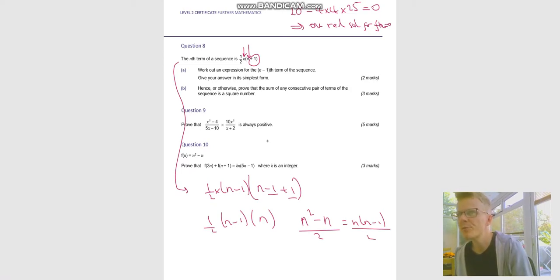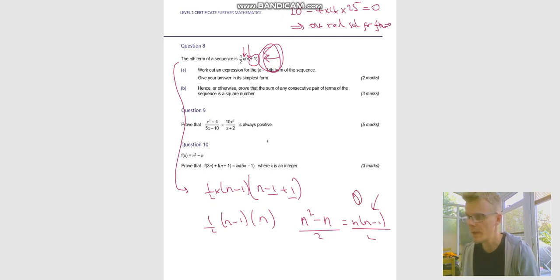Hence, or otherwise, prove that the sum of any consecutive pair of terms of the sequence is a square number. So this up here is the nth term, this down here is the n minus 1th term. If I stuck in, say, 3 into both of these, then this would give me the third term up here, and this would give me the second term, the one before, for n is 3.